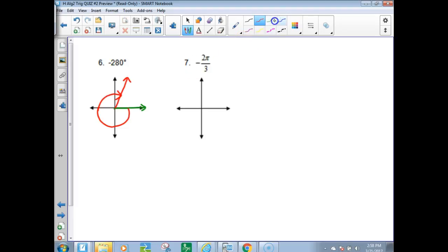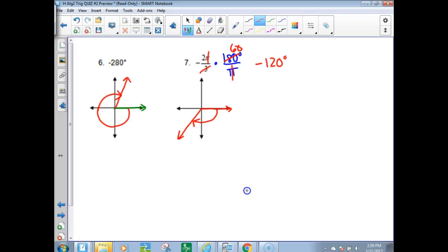Okay, negative 2 pi over 3. Again, you may wish to convert that back to degrees so that you can think about where that would be. 3 goes into 180 60 times, 2 times 60, it's negative 120. So our initial side, again, the positive x-axis, negative 120 would put us in quadrant 3.